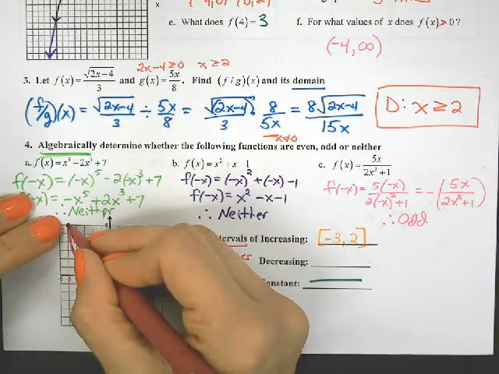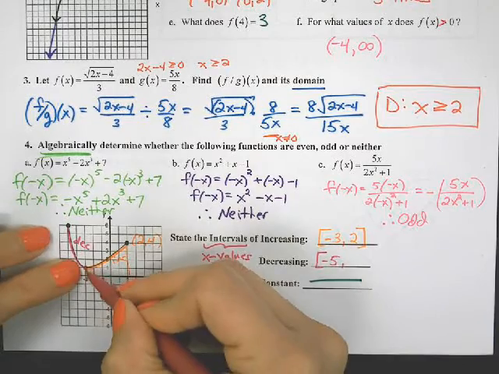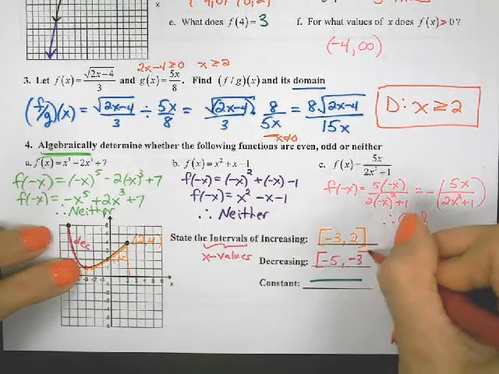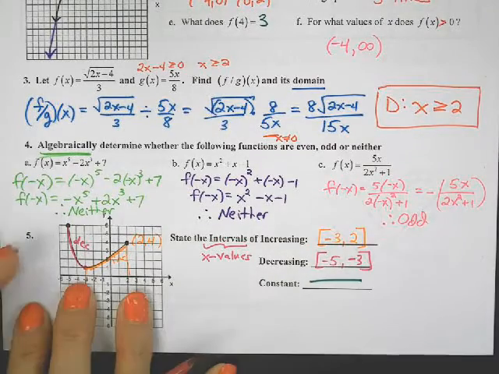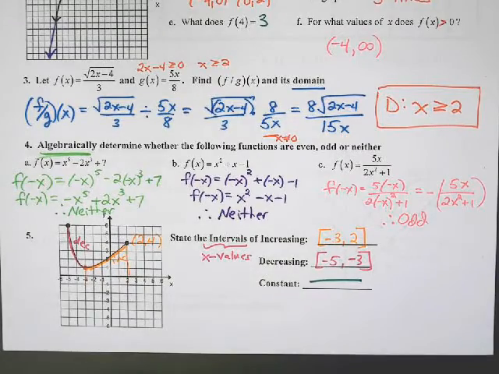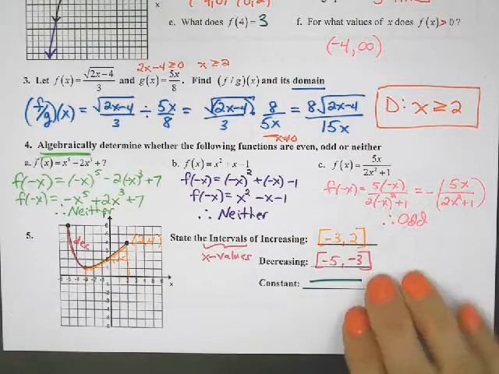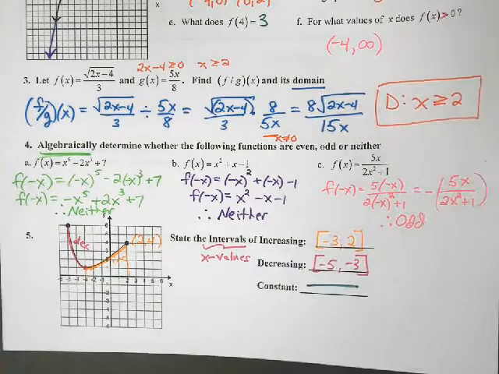The decreasing section goes from here, bracket negative 5, all the way to there. X value again is negative 3. If you were to put these together, all your sections, that should make the entire domain. Here's the domain going up, here's the domain going down. There's no domain for constant. All together, that makes all the x's for the graph. That way you know you didn't miss anything.